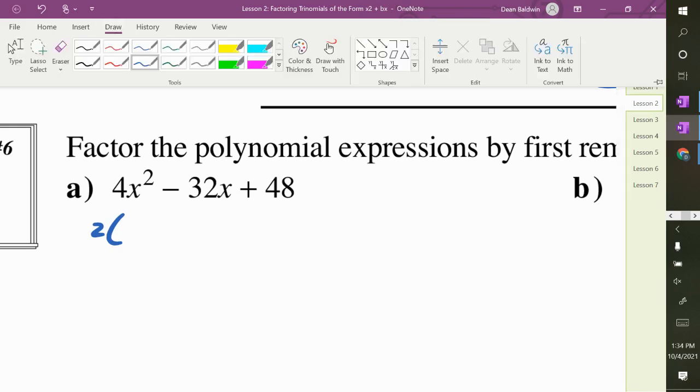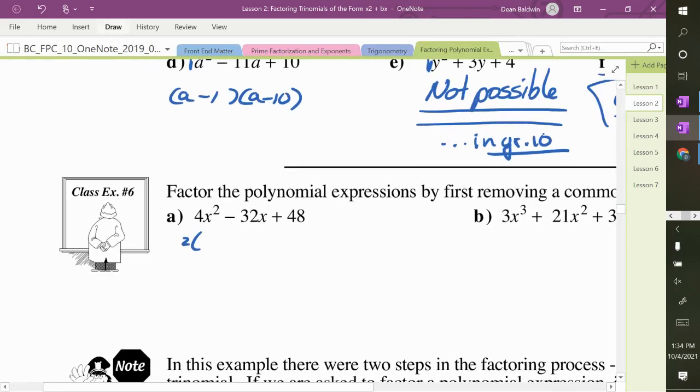If you do a 2, you're going to get this. You're going to get that. What's the problem with that? You still have a 2 in front of the x squared. I want a 1 in there, okay? So we will factor out a 4. If I factor out a 4, what do I get?